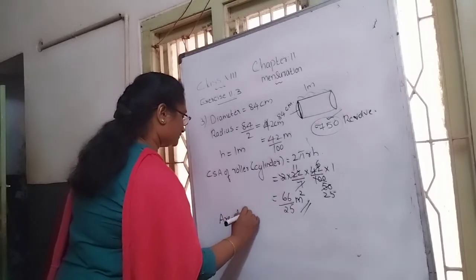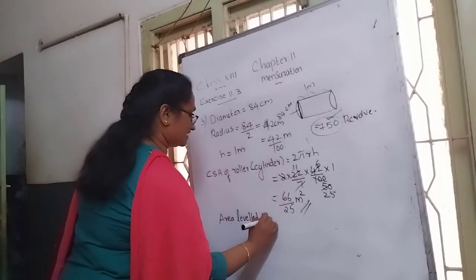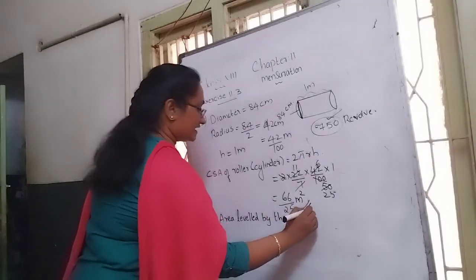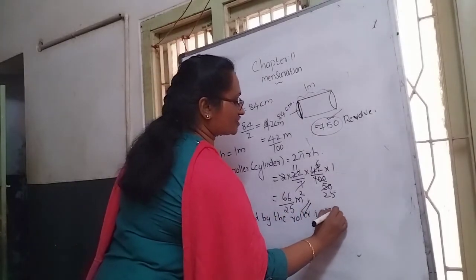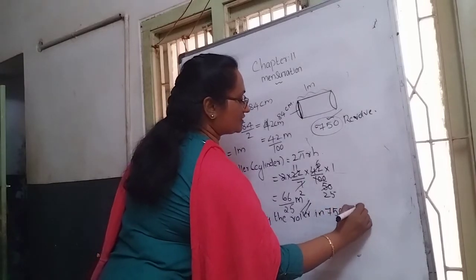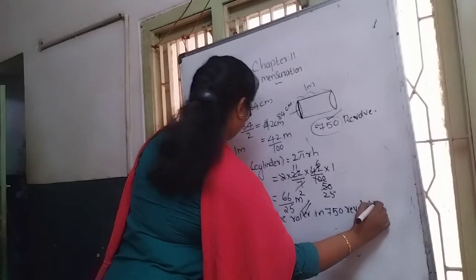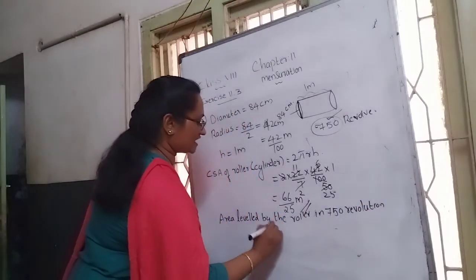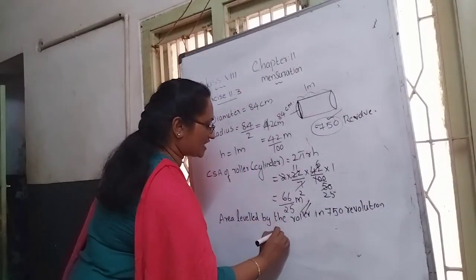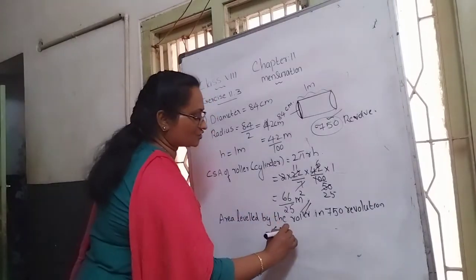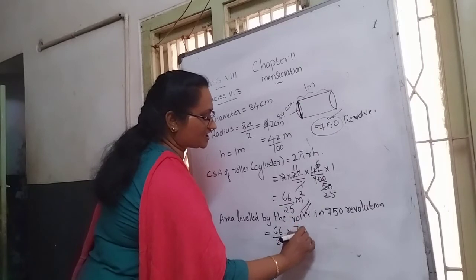Area leveled by the roller in 750 revolutions is equal to the area of the ground. So one round, how much? 66 by 25, into how many times is it rotating?